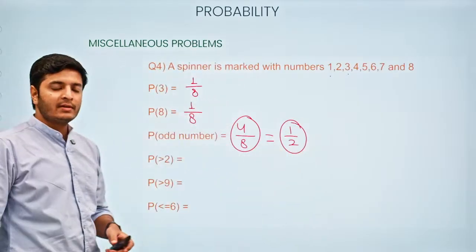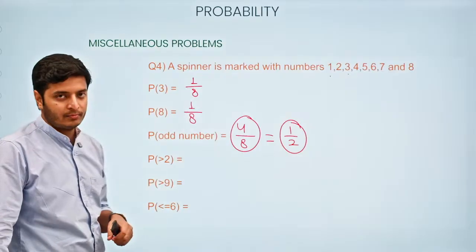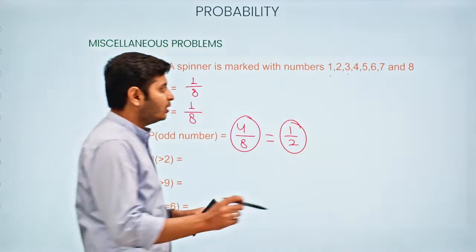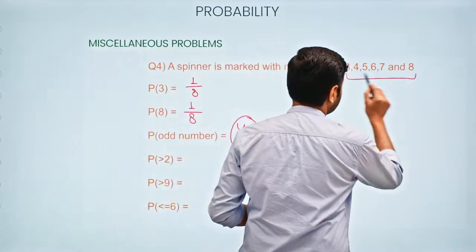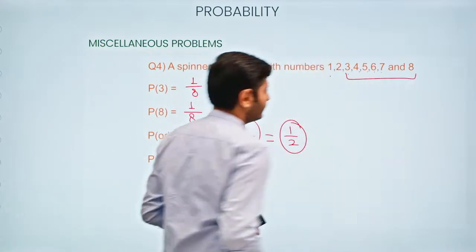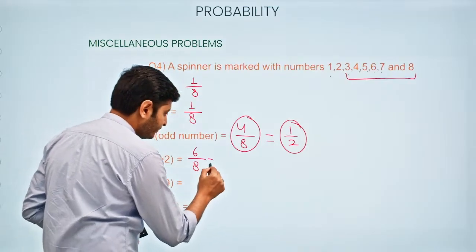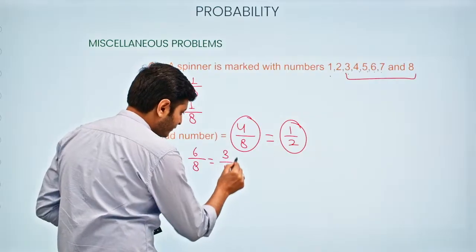What is the probability of us getting a number greater than 2? Not greater than or equal to, only greater than 2. How many such numbers are there? 3 to 8. 1, 2, 3, 4, 5, 6. 6 favorable outcomes out of 8. This can be simplified further as 3 by 4.